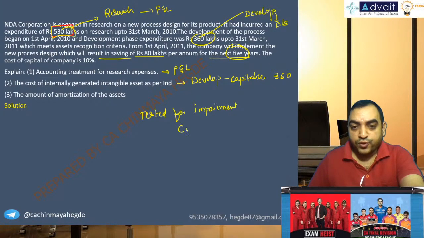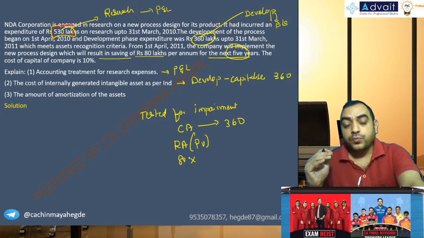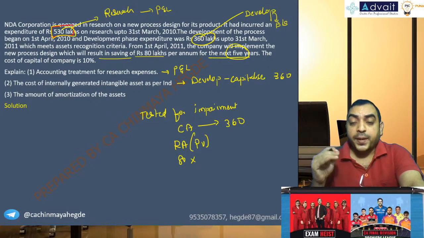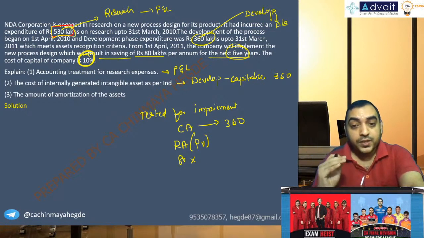Impairment means you have to know the carrying amount, which is 360, and we have to compute the recoverable amount. For simple understanding, let's take it as fair value or present value. What is the benefit we get? 80 lakhs multiplied by, don't multiply it by 5 years. Present value effect has to be given. Therefore, you do the cost of capital, 1 divided by 1.1 to the power of 5, which is 5 times GT.